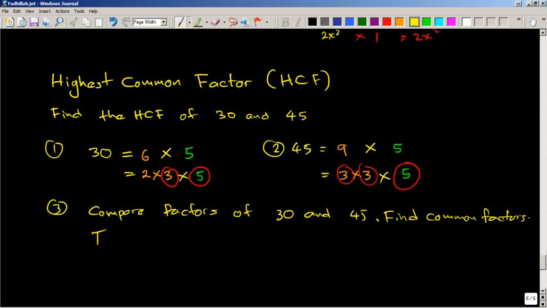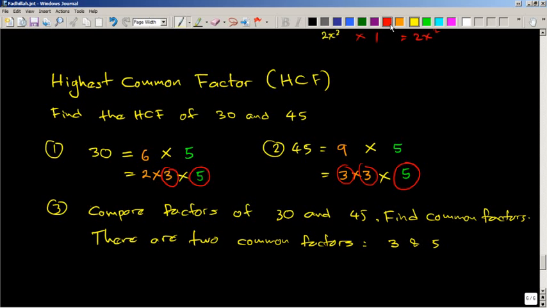Conclusion. There are 2 common factors, which are 3 and 5. Actually there is another common factor, but let me just compare these 2 first.